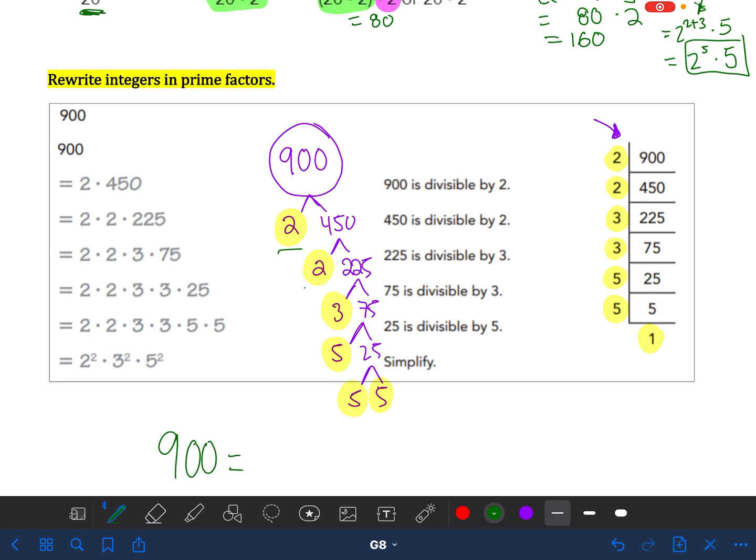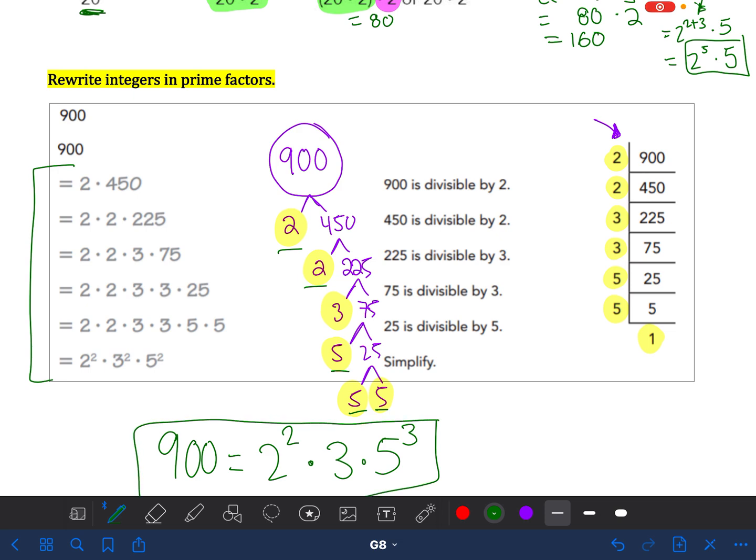So we have 2 2's times 3, and there are 3 5's. So as you can see this way as well. So that's when we also use exponents to look at the prime factors.